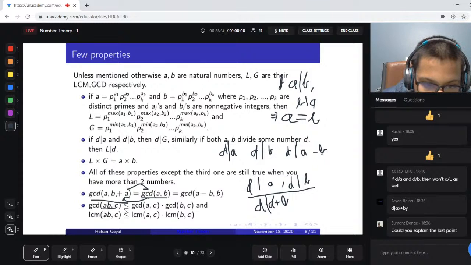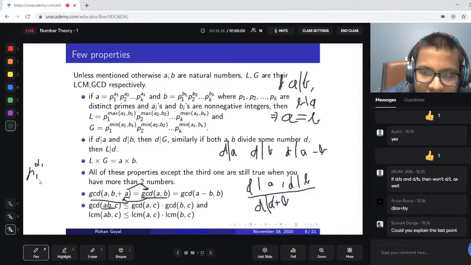GCD(AB, C) is less than or equal to GCD(A, C) times GCD(B, C). So if I say A has power P1 to the alpha 1, I'll show this for just one prime and then you can extend it yourself. And B is P1 to the alpha 2, and C is P1 to the alpha 3.